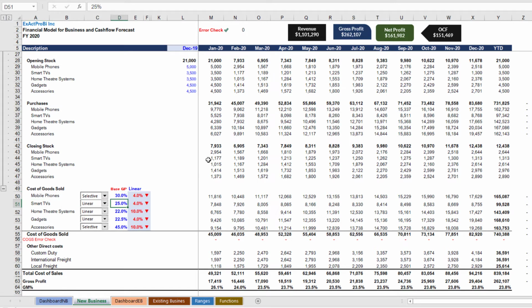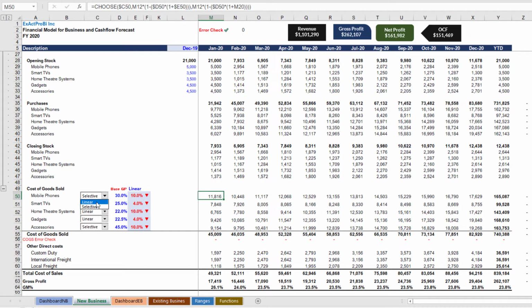Smart TV will have a gross profit of 25%, and home theater system will have a gross profit of 22%, and so on for the two products. So this is our base GP, and in that you can manipulate your GP. Now let's try to manipulate the gross profit, and I'll show you how it works.